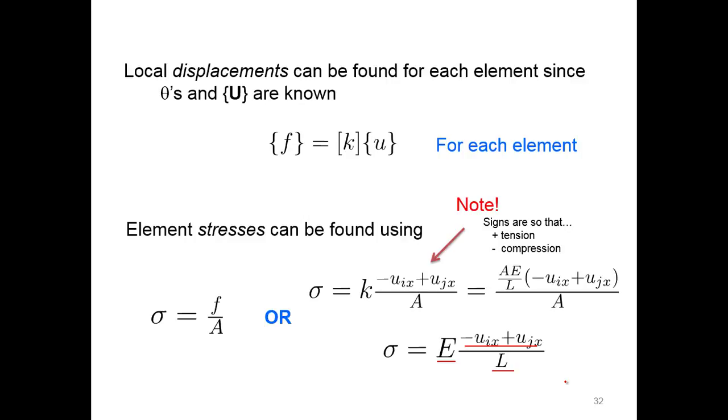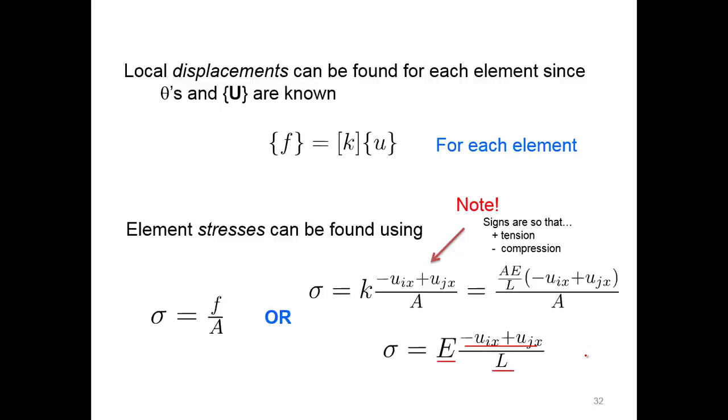All right, so note these signs. We have a negative sign in front of the node I x component and a positive sign in front of the node J x component. It's so that we get tension. A positive value indicates tension and a negative value indicates compression. So that's why those values are as they are.